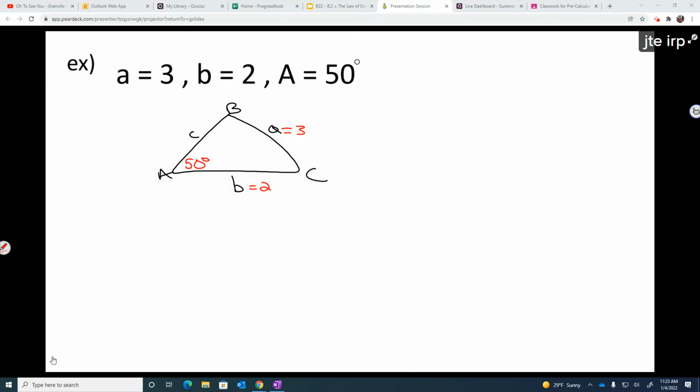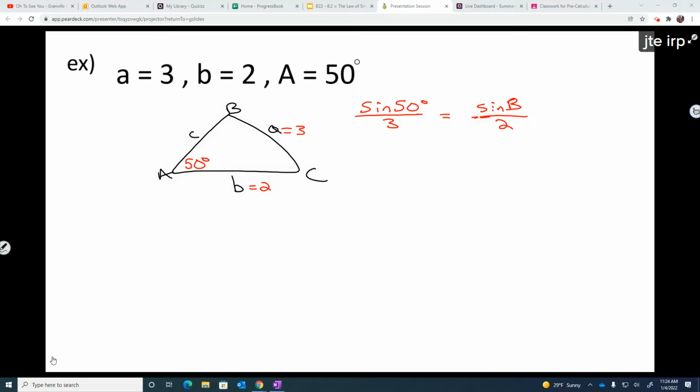So let's start with our A: sine of 50 over 3 equals, and here's where it's a bit different. Instead of having the sine of some angle over a little b, we're going to actually have the sine of big B over a number for little b, which is 2. Yesterday, we always knew the angle, and everything was solving for that. The beginning process is going to be the same.